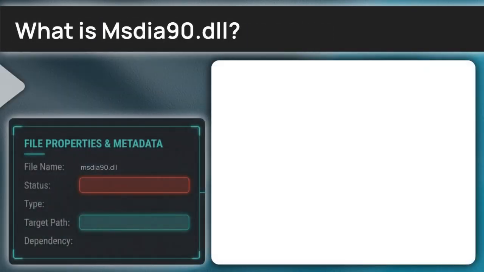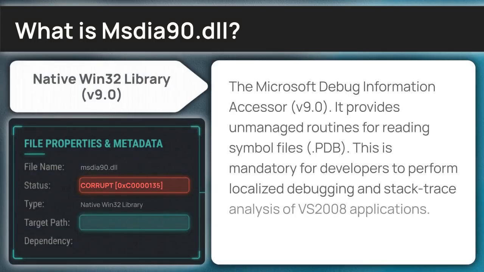This is the msdia90, the Microsoft Debug Information Accessor, v9.0. It provides unmanaged routines for reading symbol files at TPDB. This is mandatory for developers to perform localized debugging and stack trace analysis of VS 2008 applications.